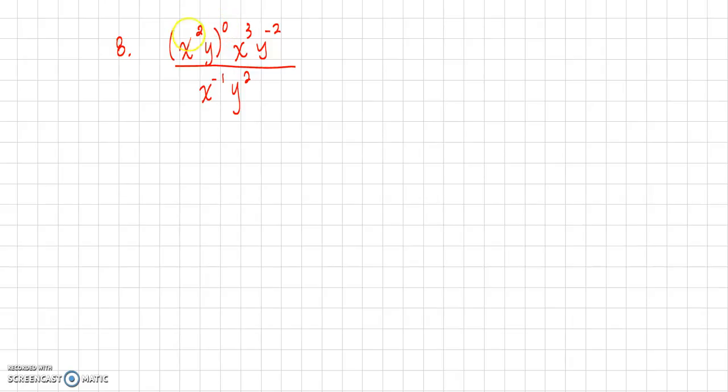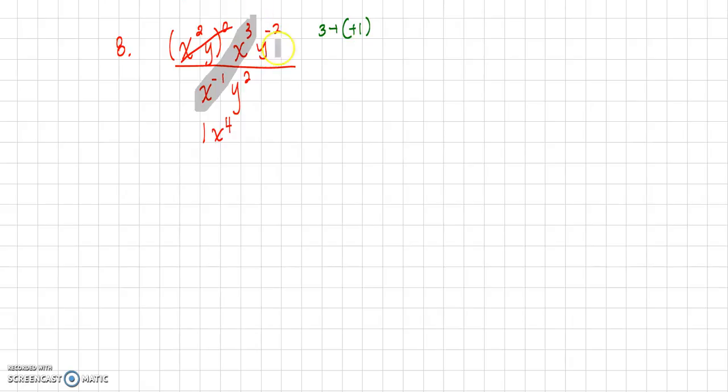Anything to the 0 power is 1, so no matter what happened inside here, whenever I do x squared to the y to the 0 power, I get 1. So I'm going to change that to 1. And then when you divide variables, you subtract the exponents, top exponent minus bottom exponent. So 3 minus negative 1 makes that x to the 4th.